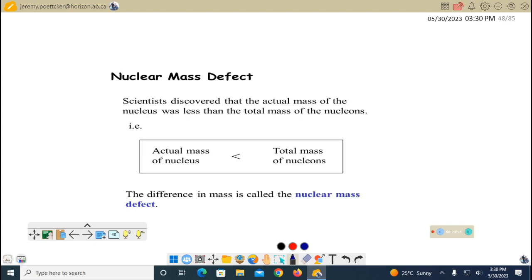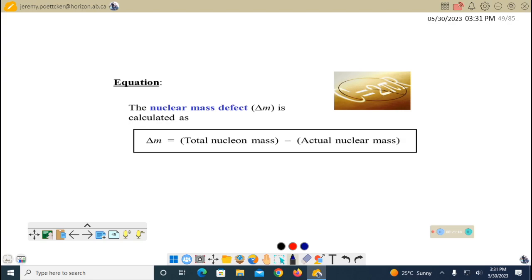And scientists actually discovered that the actual mass of the nucleus was less than the total mass of the nucleons. So remember earlier, we found the mass of the nucleons, and I was careful with my wording, because the actual mass of the nucleus will be less than that. And the difference in mass is called the nuclear mass defect. So the equation here: nuclear mass defect, delta M, is equal to the total nucleon mass minus the actual nuclear mass.